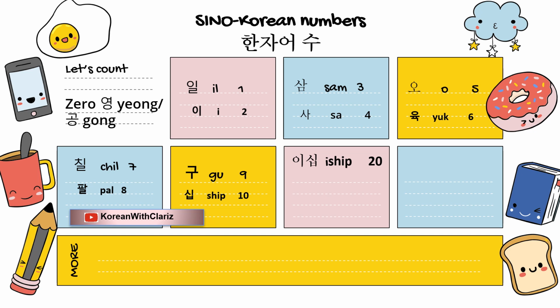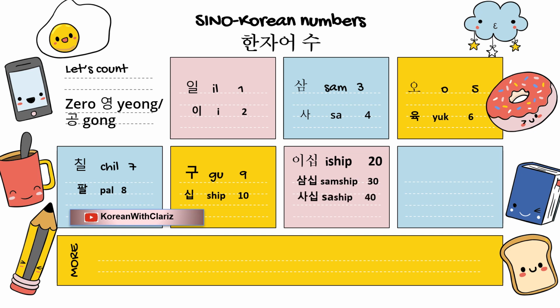And then for 20, it becomes e-ship. And then you continue that way. You just add the words for numbers 1 to 9 again. E-ship il, e-ship e, e-ship sam, e-ship sa, and so on and so forth. How do you say 30? That's sam ship.